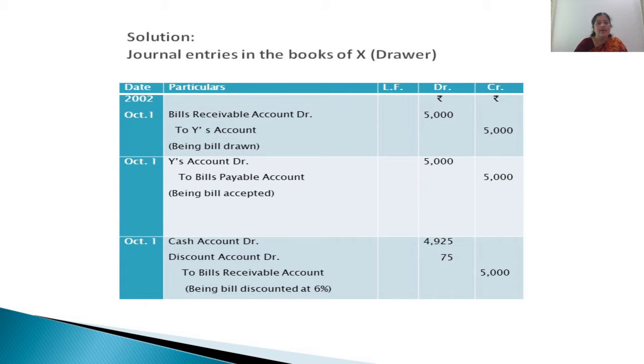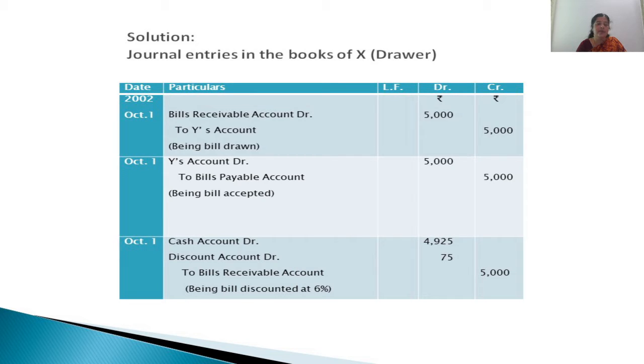So first let us solve the journal entries in the books of Mr. X, that is the drawer. First is on 1st October we have received the bill which is accepted, that is by Y. So we drew the bill on Y, Y accepted the bill. So we received acceptance. Bill is coming in, bills receivable account debited to Y's account, Y is the giver of acceptance. That is the first bill regarding.